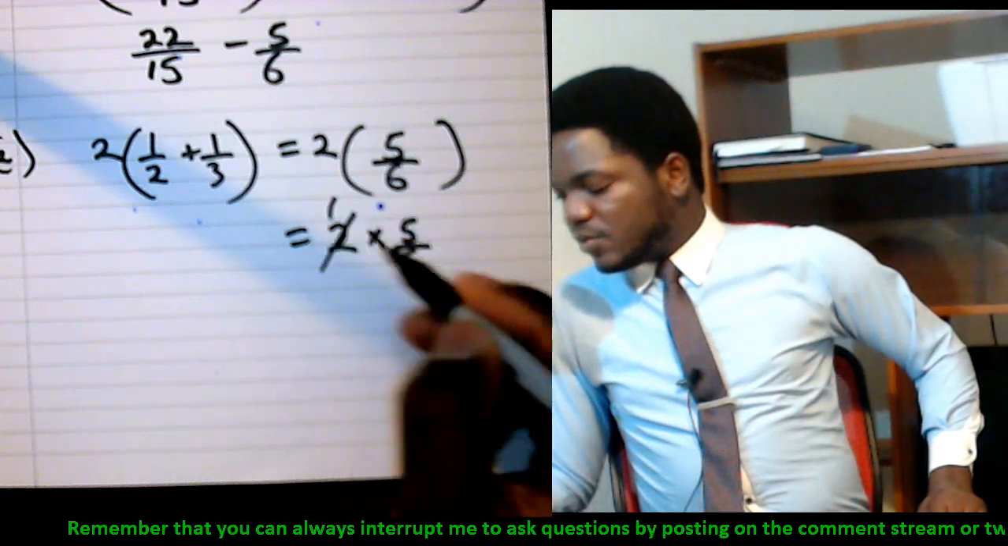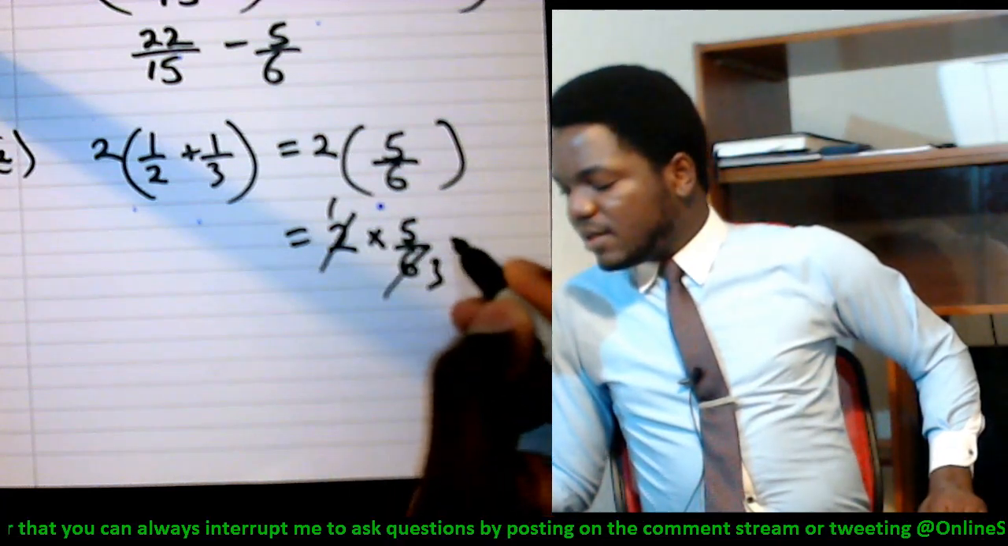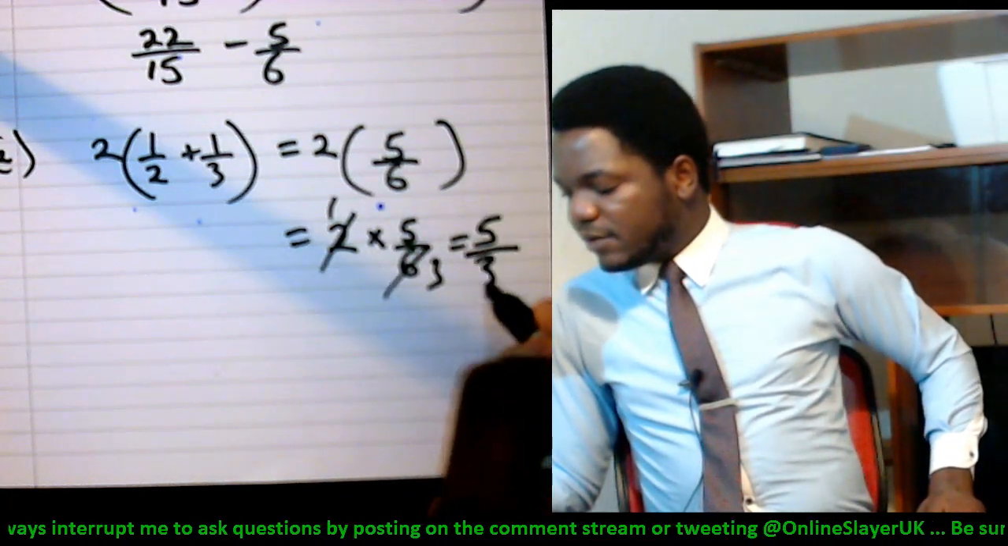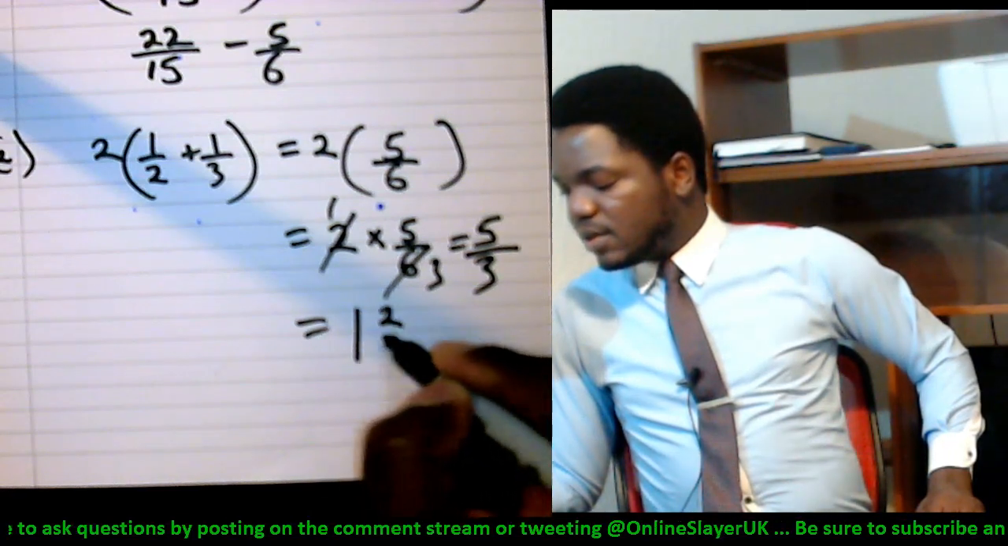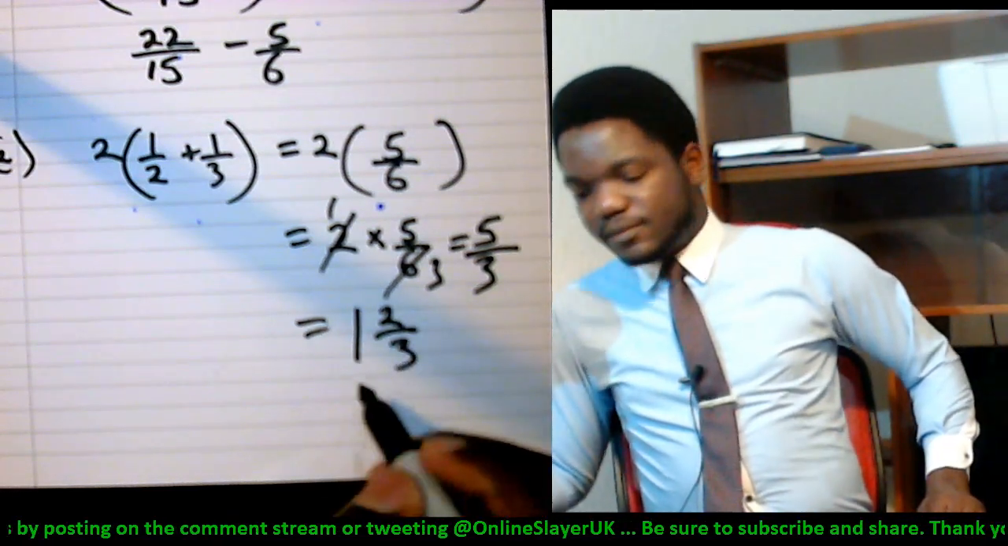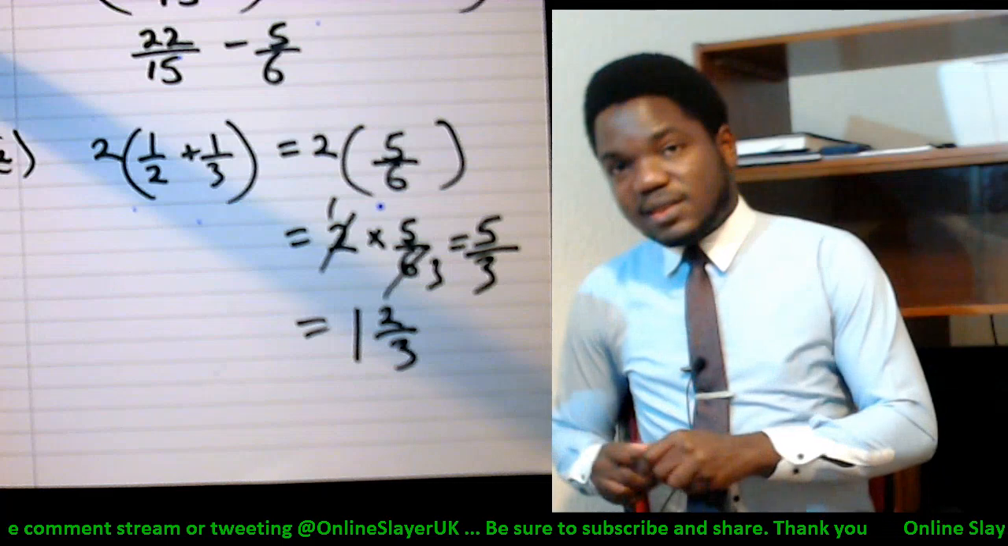2 here is 1, 2 and 6 is 3. This becomes 5 over 3, and that is one whole number, 2 over 3. Last but not the least is the "of".